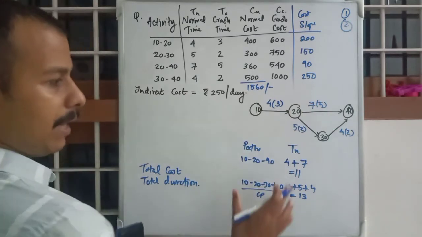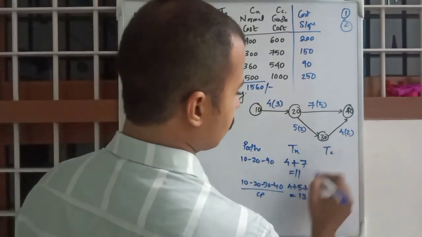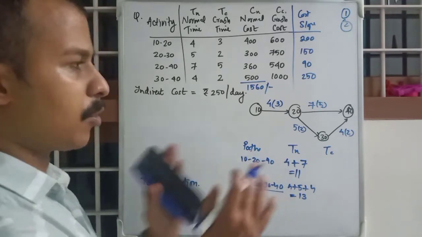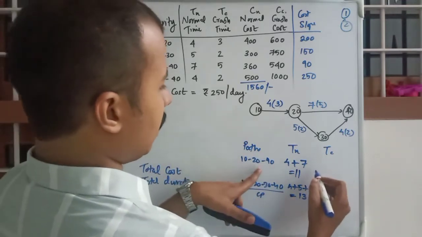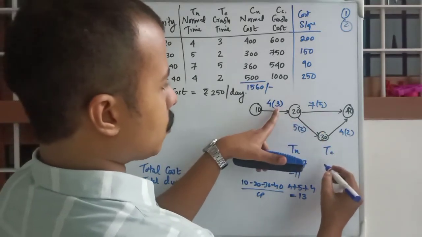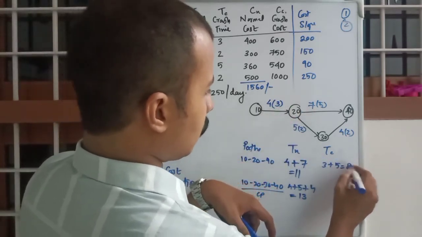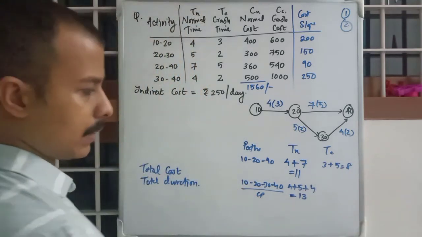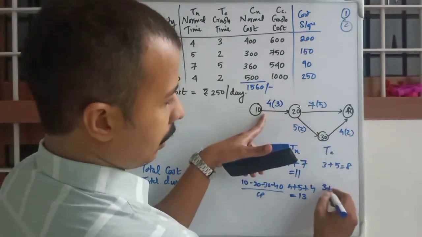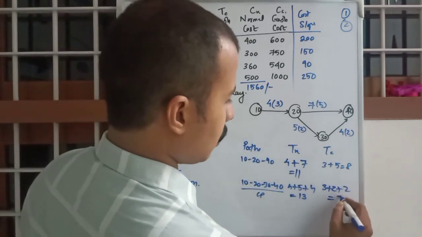And we have calculated normal durations. Now we will calculate crash durations. What can be the minimum possible duration of the project? For 10, 20, 40, what is the crash duration? 3 plus 5, that is 8. For the other one, 10, 20, 30, 40, that is 3 plus 2 plus 2, that is 7.